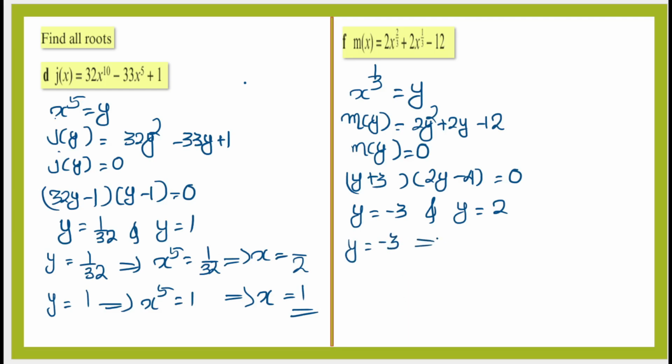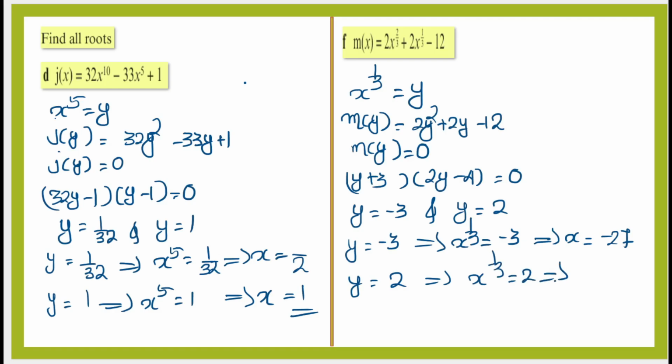Y equal to minus 3 implies x to the power 1 by 3 equal to minus 3. Now taking cubes on both sides, x equal to (minus 3) whole to the power 3. That's minus 27. Now y equal to 2 implies x to the power 1 by 3 equal to 2. Again taking cubes on both sides, x equal to 8. So x equal to minus 27 and x equal to 8 are the 2 roots of m of x.